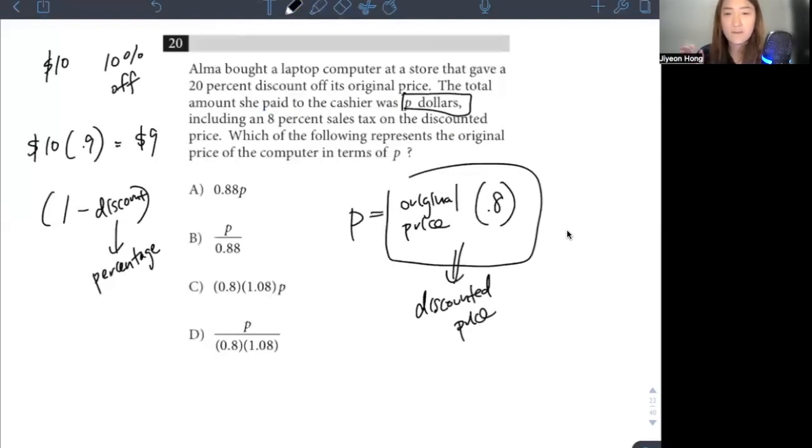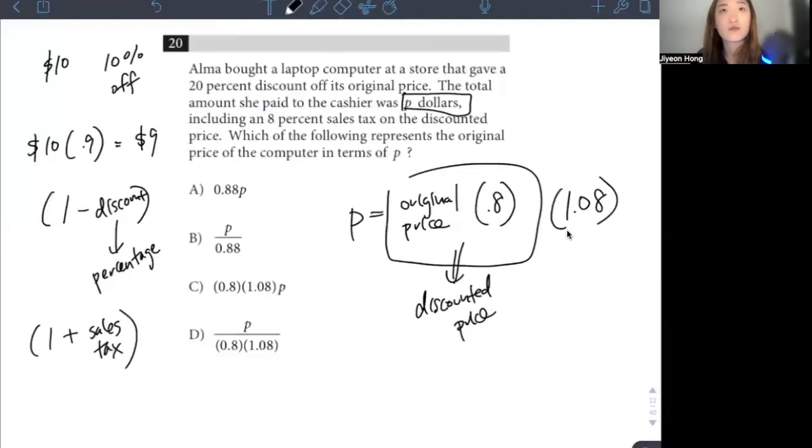So it's the opposite operation here. So we get 1.08, right? Same concept as the discount, except it's 1 plus sales tax. So this is going to become very useful for questions such as interest rate or bank account questions that we see often in the SAT as well.